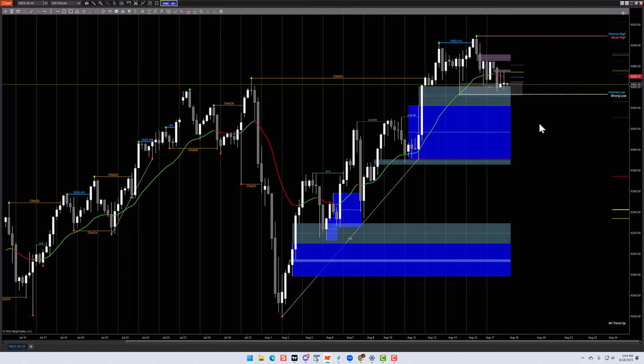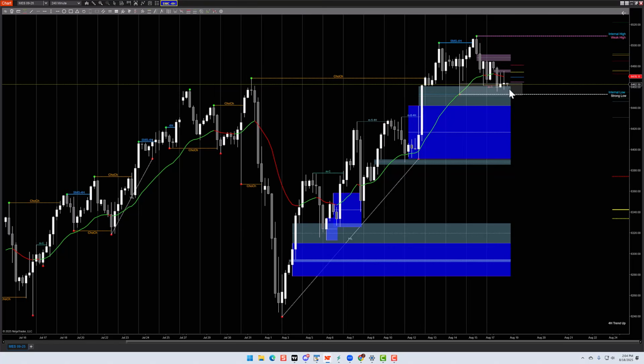Now, of course, when we look at things like this rejection wick here, popping into this fair value gap and then rejecting, if it doesn't look right here, if you don't like the look of this, don't trade just because you feel like, well, it's Monday, I've got to trade. No trade is a trading decision, and often it's the best one. But if you're just determined to be putting on a trade here, you want to be looking long.